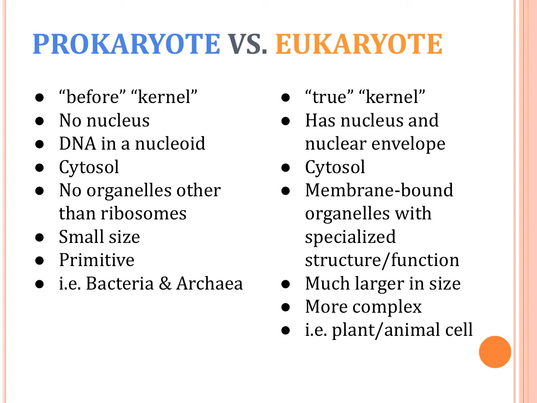Okay, under the eukaryotic column, true eukaryotic cells have a nucleus, which means that the DNA is inside, surrounded by a nuclear envelope. The fluid is also called the cytosol or cytoplasm. And now you're going to have specialized structures that are enclosed in membrane-bound organelles, and that allows the cell to specialize certain functions within these organelles. Eukaryotic cells are much larger in size, they are more complex, they can be highly specialized, and so your typical plant and animal cells are definitely eukaryotic cells.